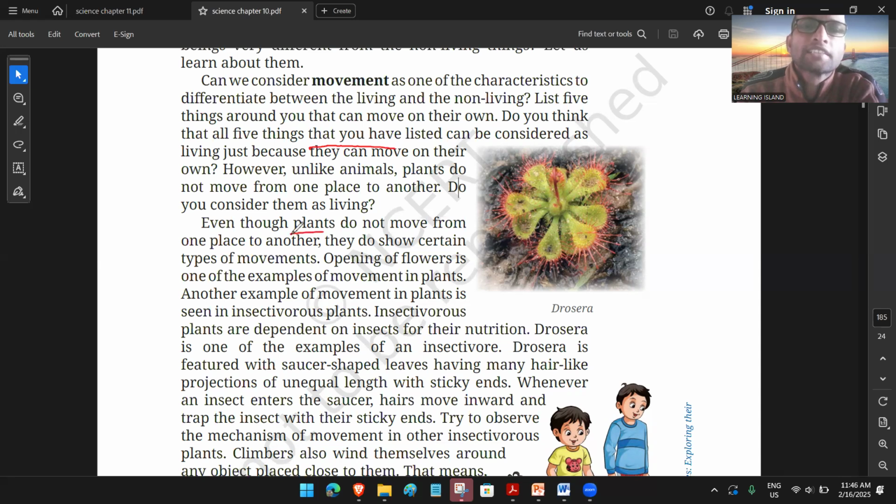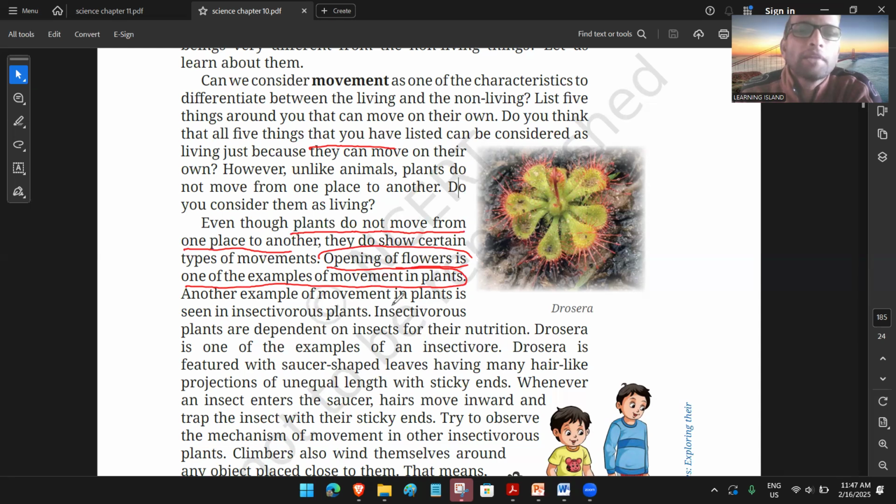Because we know a plant stands on the roadside or in the forest, but how can it move? Can you give an example? Yes. In the plant, there is a flower. So when a flower blossoms, it shows certain movements, right? So opening of flowers is one of the examples of movements in plants. Very, very important.